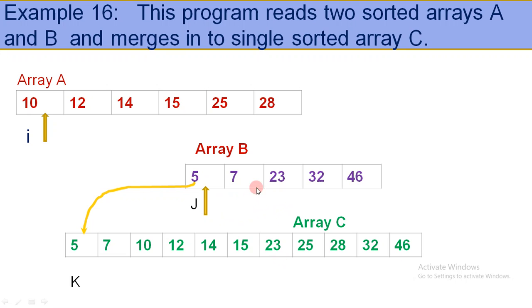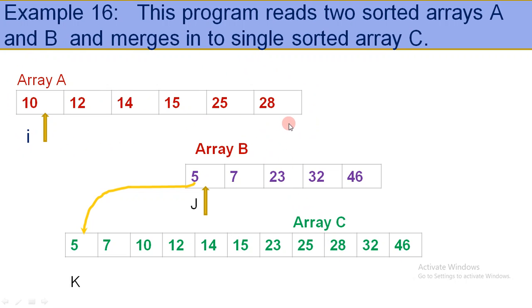The J index, which was over here, will move beneath 32. Now 25 will be compared with 32. 25 is lesser than 32, therefore 25 will be placed over here. And then the same thing happens to 28. 28 is compared with 32. 28 will be placed over here. Therefore array A gets exhausted.